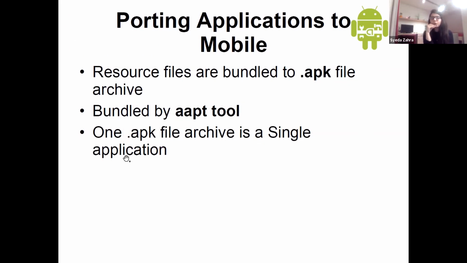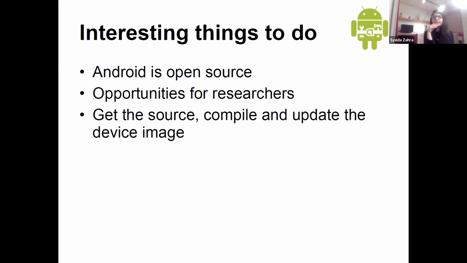If you want to port your app, you can also use resource files that are bundled. Basically, the resultant file that you get when you run the project is an APK file, and then you can archive it into a single application. Once you upload your APK file to the Play Store or anything, you can see your application everywhere.